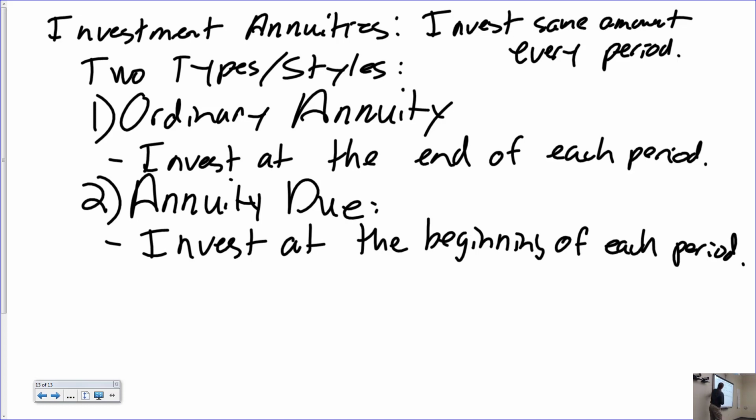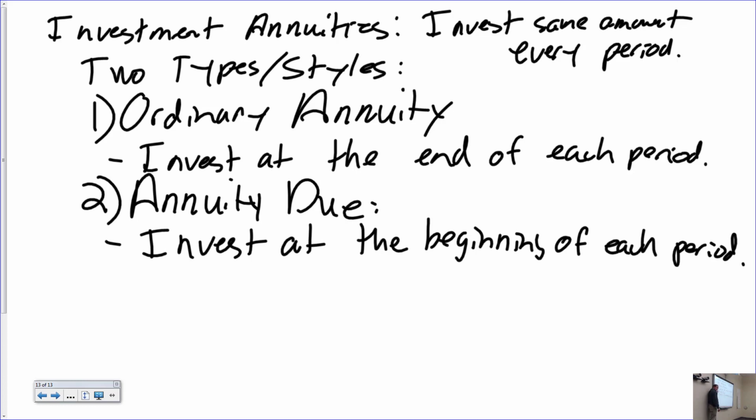So why do these make a difference, folks? Why does it matter whether you invest at the end or the beginning? Well, think about it. How do you earn interest? What do you have to do? You have to invest and wait, right?